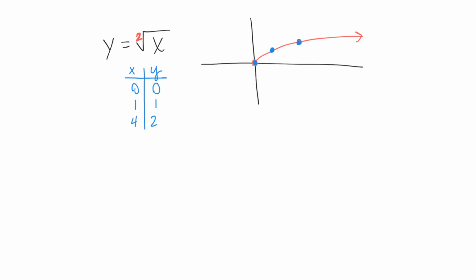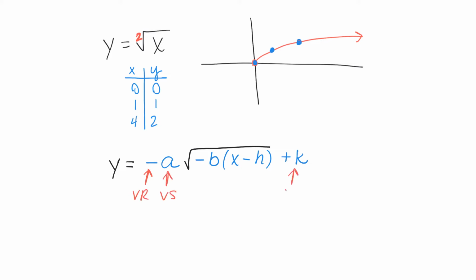Now, if we're going to do transformations on that, they're going to look a whole lot like they did on a quadratic function or a cubic function, but this time our radical sign is going to function as our inside. So where we had brackets before, we're going to use a radical. It looks something like this. Our transformations are going to be negative a, so there's our vertical reflection and stretch, with our square root, a radical sign, and then a negative b, x minus h, and then a plus k at the end. So here is my vertical reflection, here is my vertical stretch, here is my vertical translation.